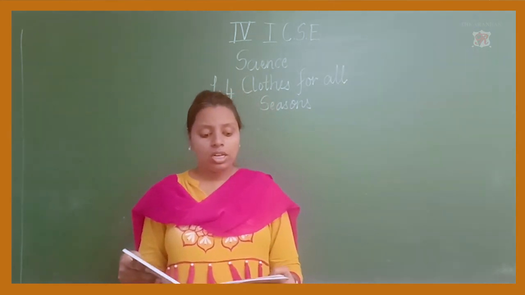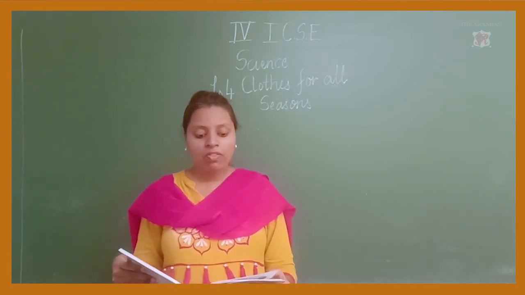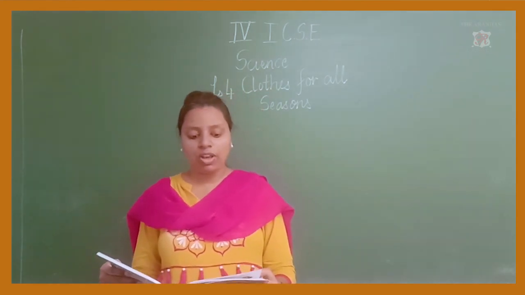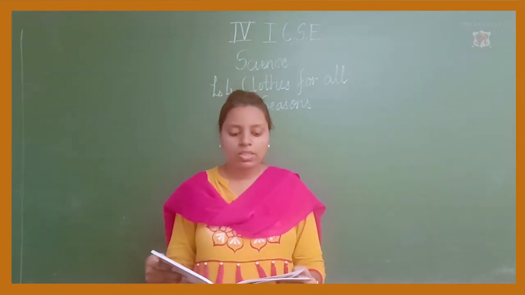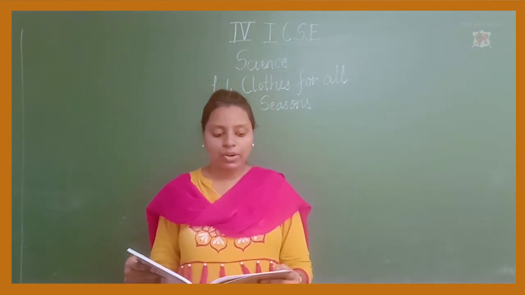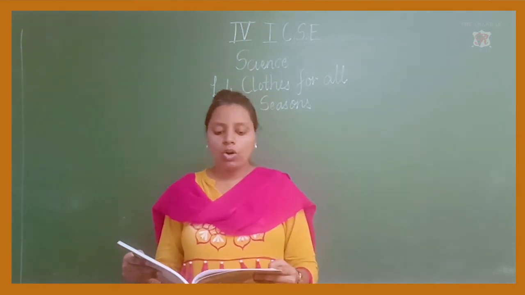Now children, let us read the vocabulary. Fibers obtained from plants, animals and insects are known as natural fibers. Synthetic fibers are those that are made by man in factories. Uniforms are special clothes worn by a group of people.